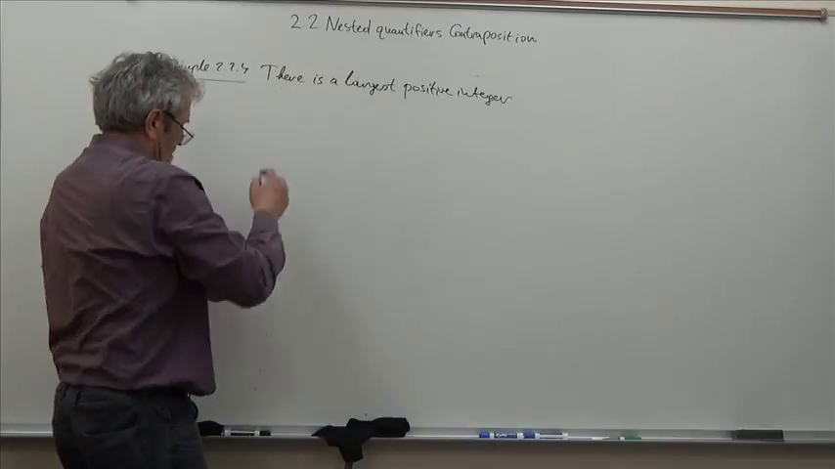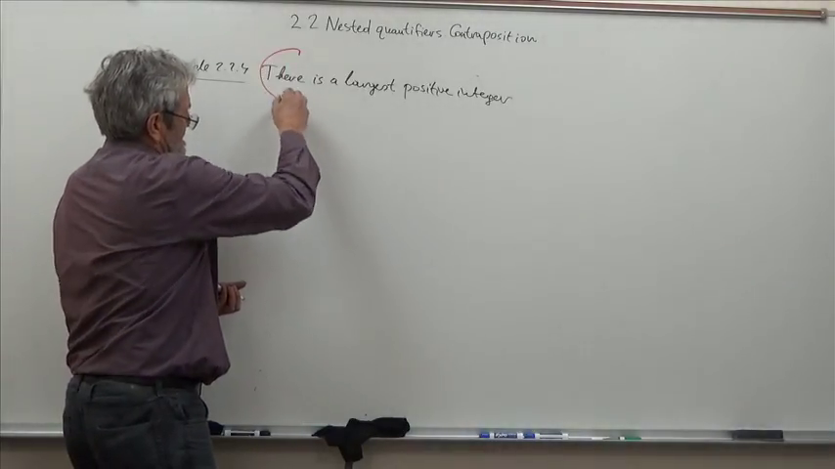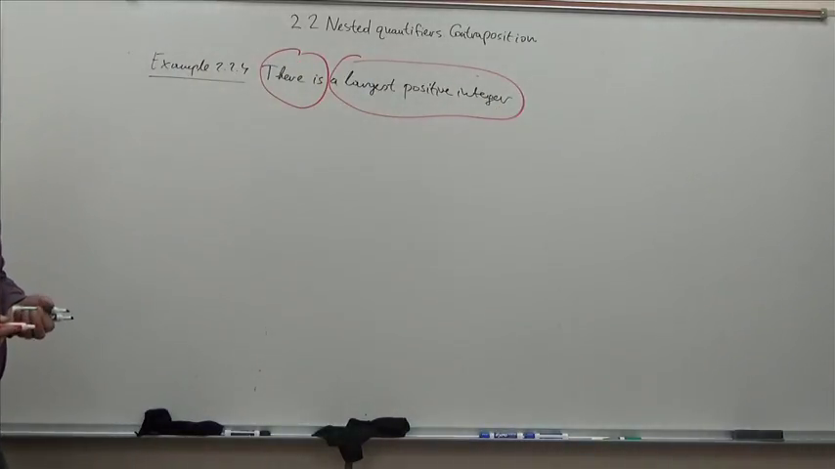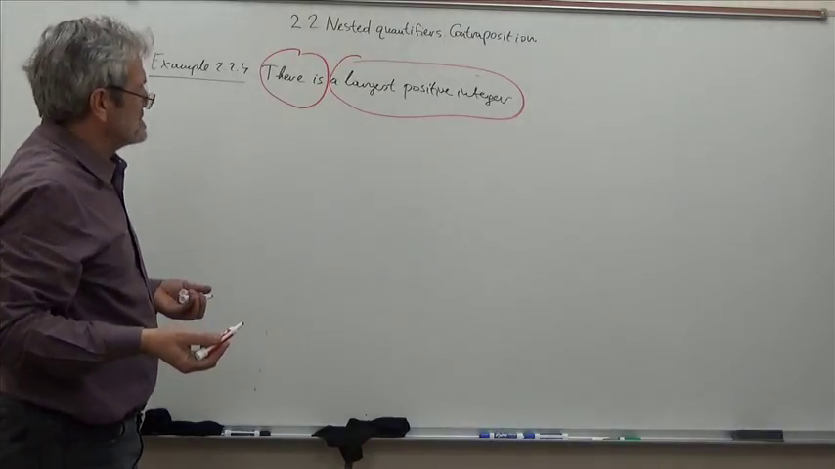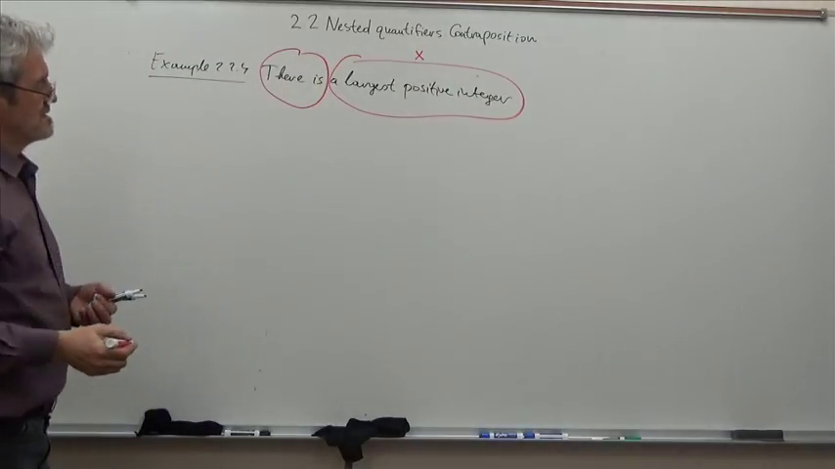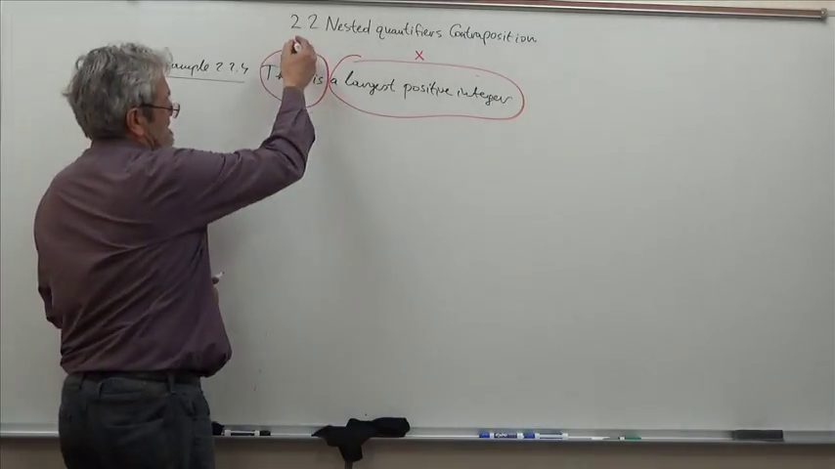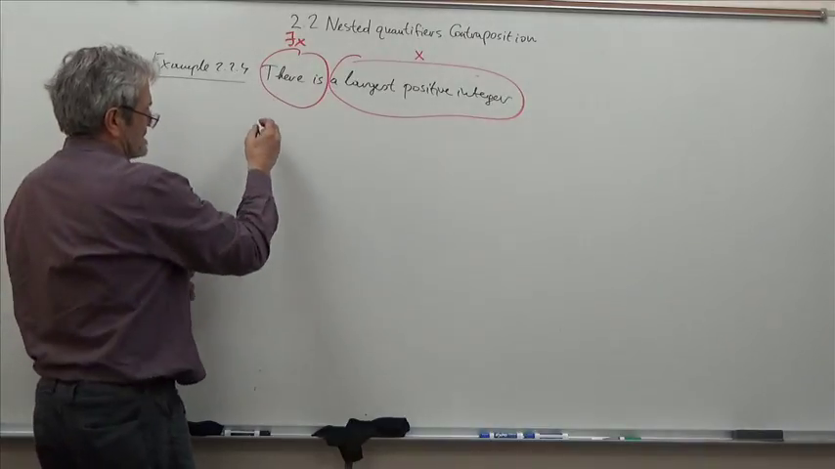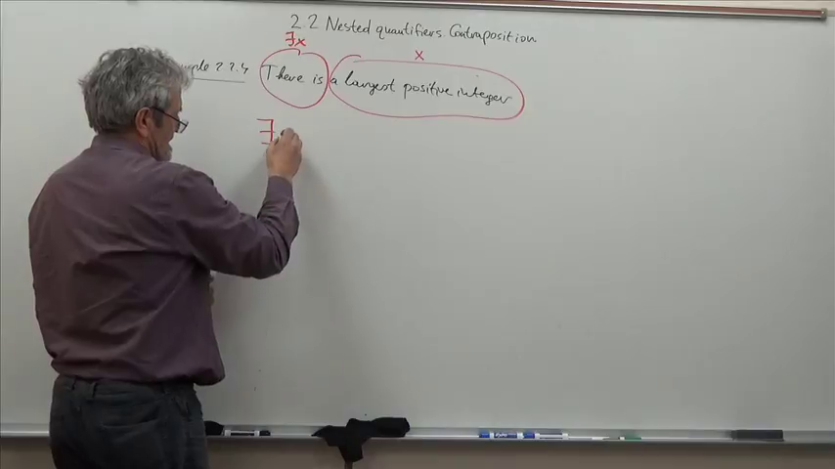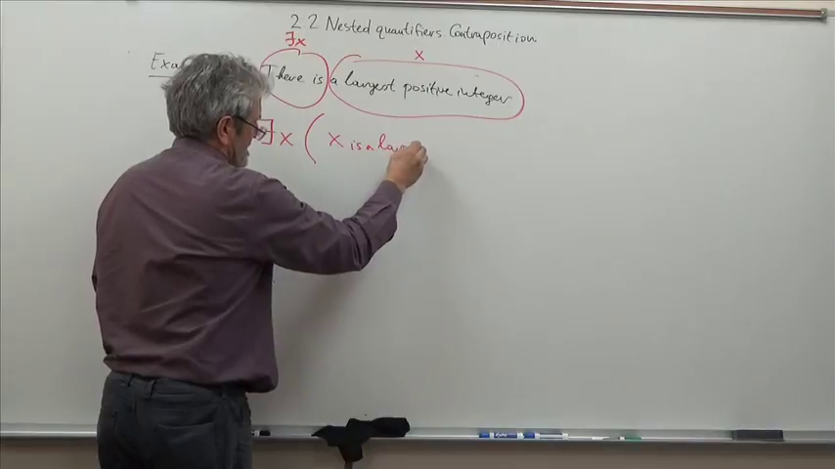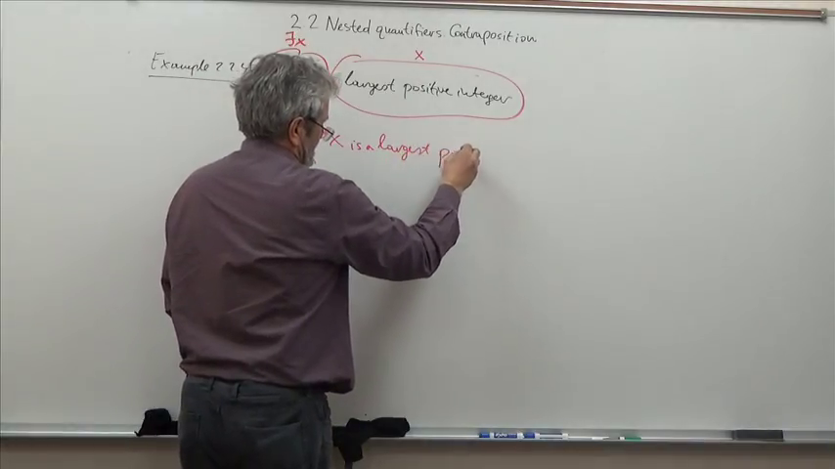Again, the main thing here is that there is something. So there is an object. That largest positive integer, we'll give it a name. Since it's undisclosed and not fixed, we'll call it x. And if that object exists, we'll say there exists x. So here's the way to start this: there exists x such that x is a largest positive integer.